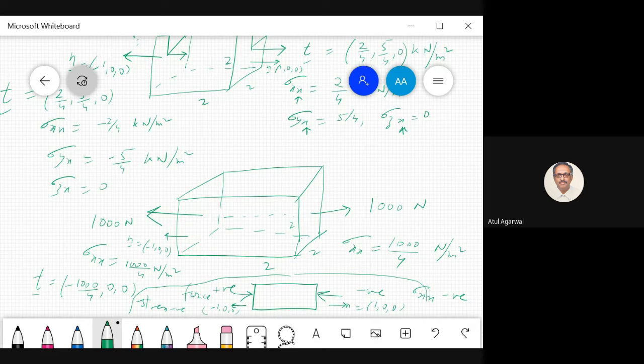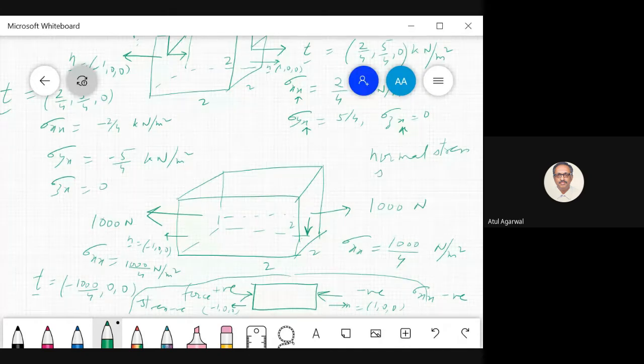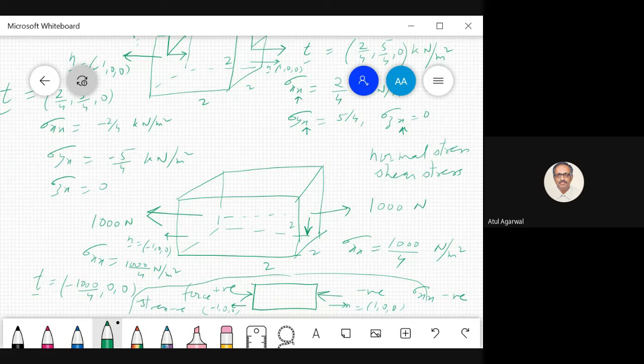Similarly, suppose you want to show a negative shear stress. Any force tangential to the surface causes a shear stress. Any force perpendicular to the surface causes a normal stress. So you have got a normal stress, shear stress. The force has a component normal to the face and a component tangential to the face. Tangential component causes shear stress, normal component causes normal stress.